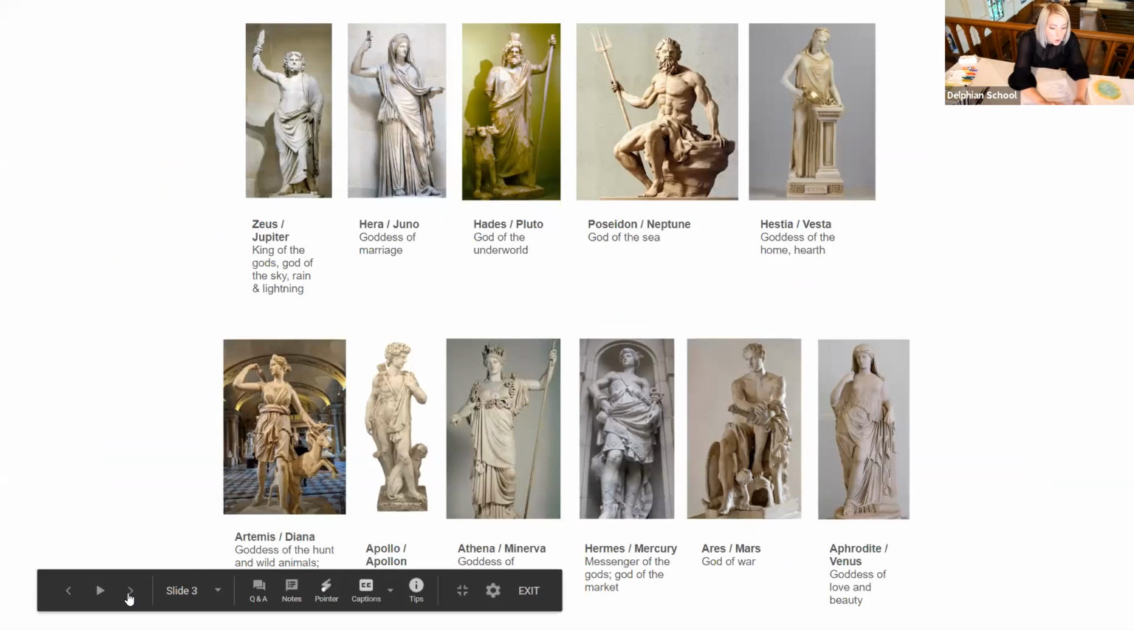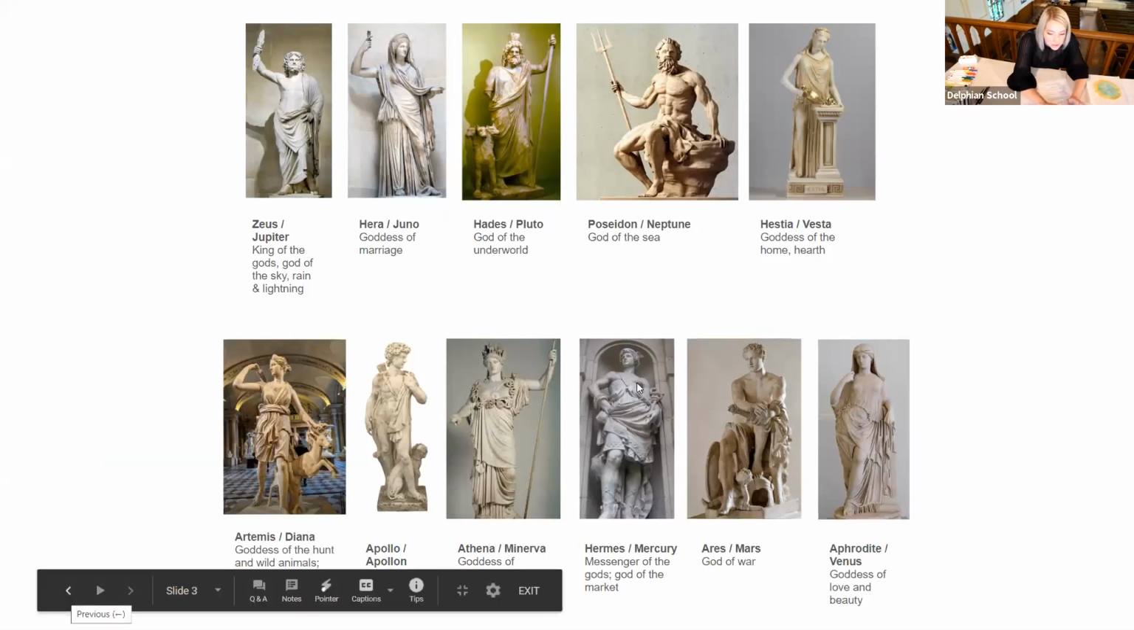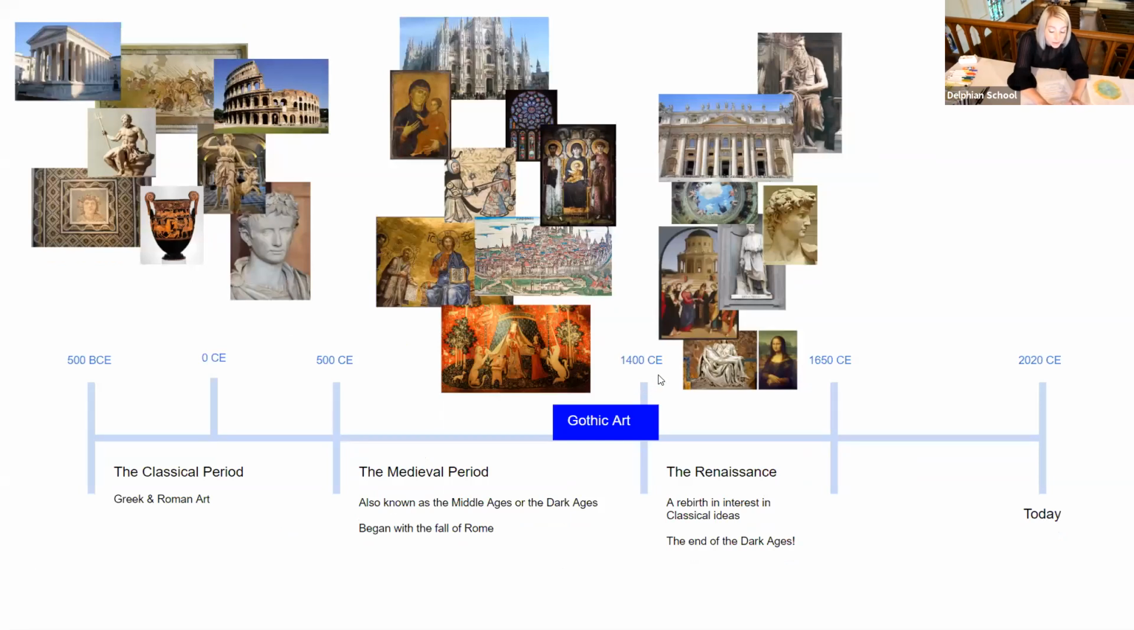Somebody asked me, what is CE? There's this little abbreviation that says CE, so that's the Common Era. That is the time period we're living in right now. And so there's an agreed upon time in history where we started counting from 1.